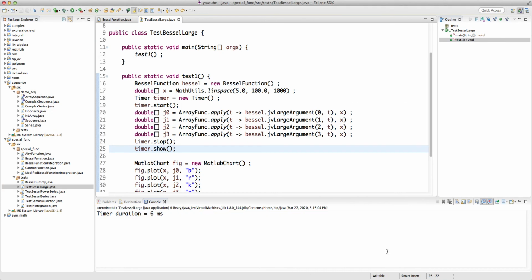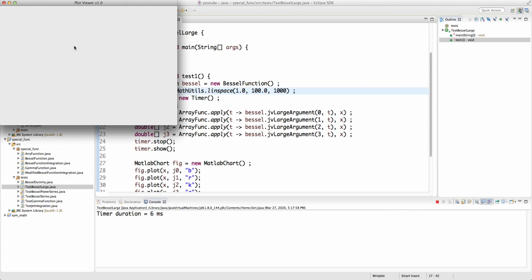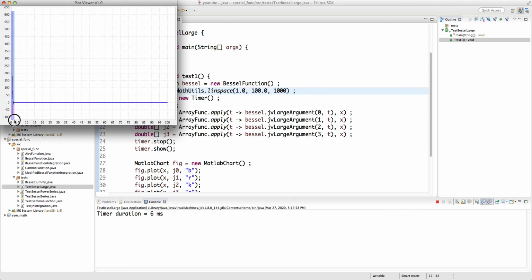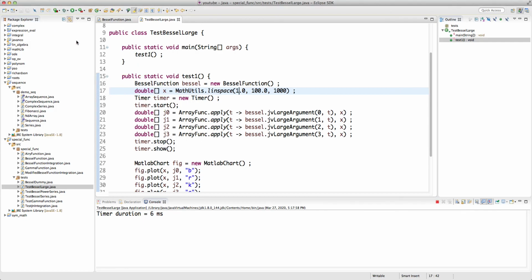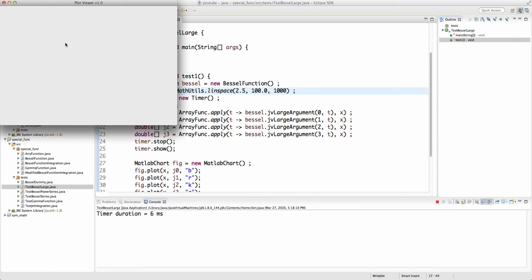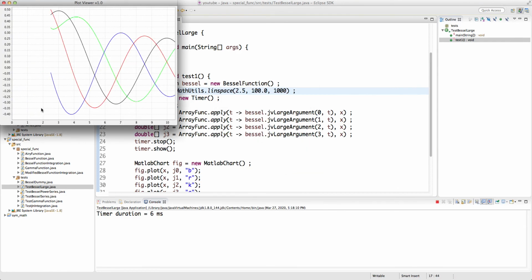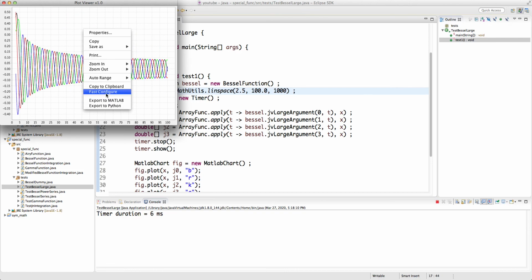So let's reduce this from 1 to 100 and plot it. Now you see, it gets very bad, right? So 1 is not good. Let's say 2.5. 6 milliseconds. We still see the oscillation, so it looks pretty good.